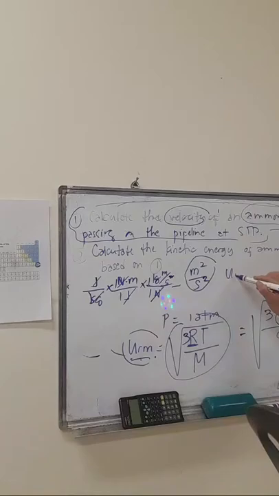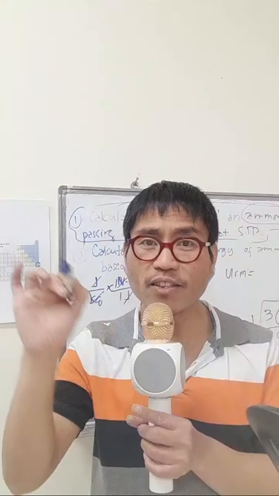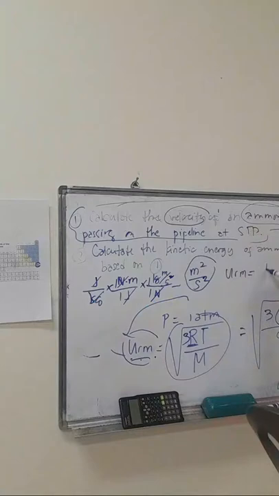Okay, but take note, URMS is the square root. The square root of meter squared per second squared is meter per second. So you now have a unit of velocity, which is meter per second, after taking the square root of this whole quantity.